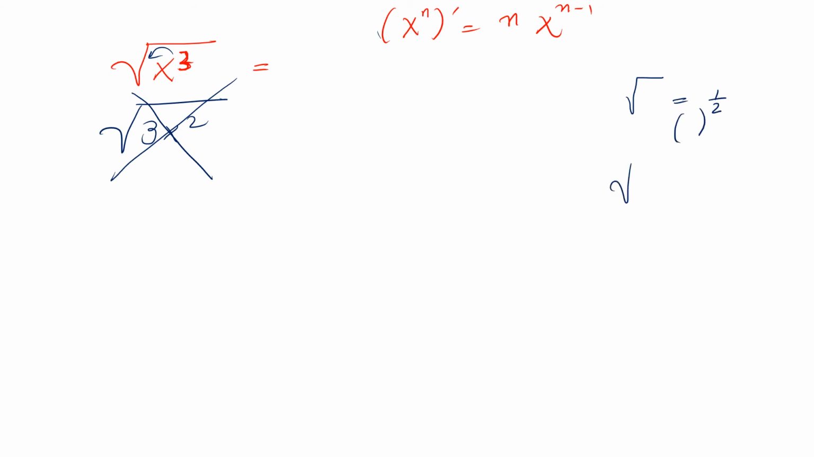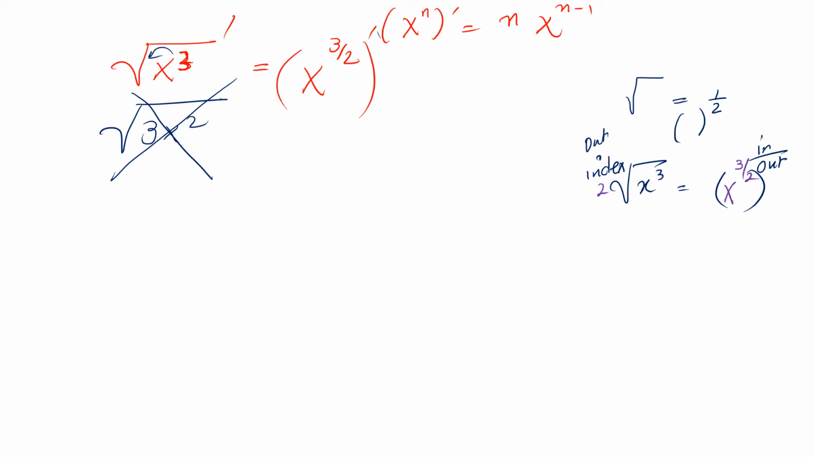Now, if you have something x to the power 3, we always write power in over out. Now out means the index. This is your out. If nothing is written, it is understood that you have index 2 here. So it will become x to the power, in over out, 3 over 2. So you can change the x cube under the radical sign and write it as x to the power 3 over 2. And now it is a normal situation, so you can take the derivative.